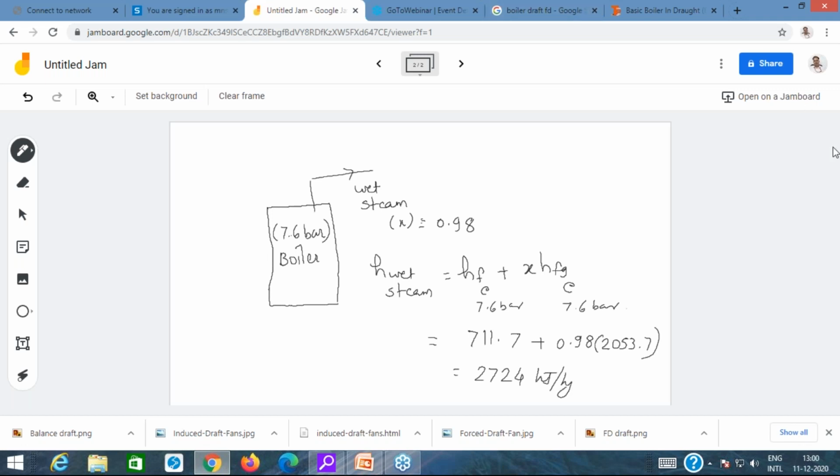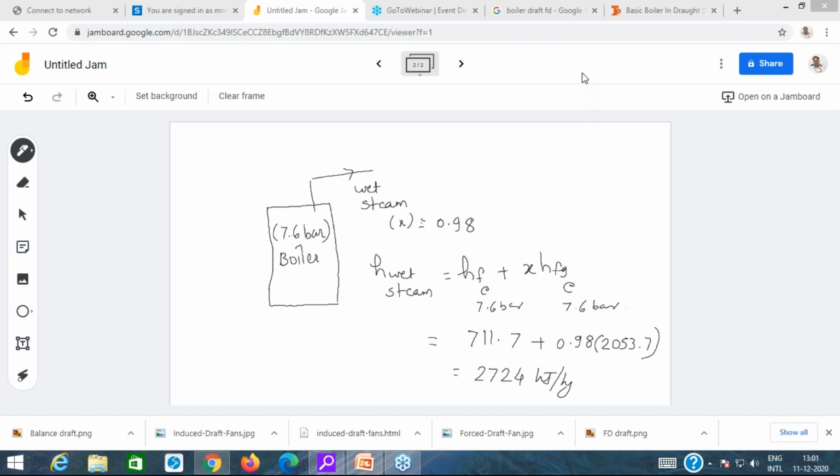Is this calculation understood? The calculation of enthalpy of wet steam. Okay, thanks, Ganesh. So the enthalpy of wet steam I calculated by the expression HF plus X times HFG because it is a wet steam and the pressure was known. So I found out the enthalpy. The dryness fraction was given, so X was known, right? So it was a pretty simple job.